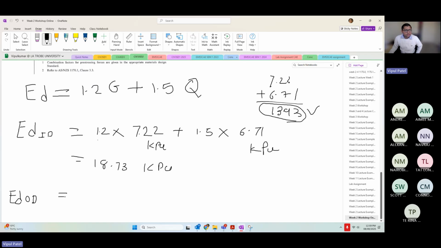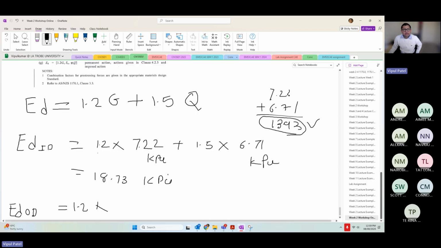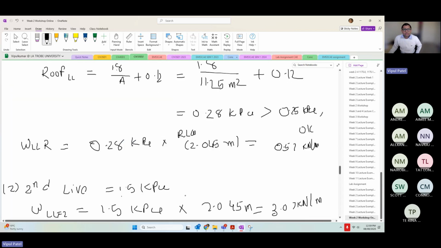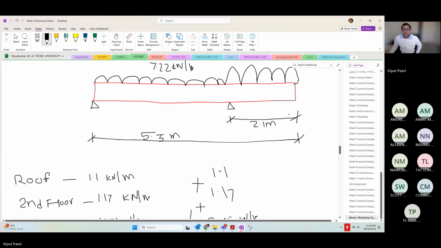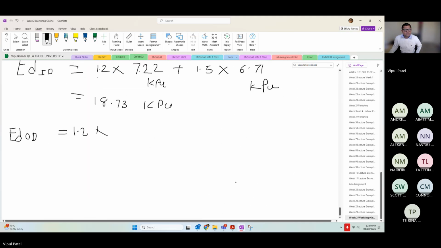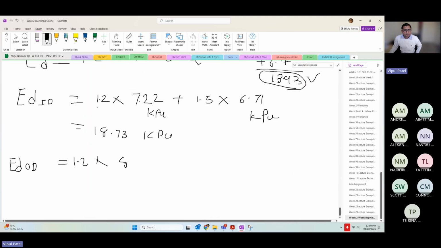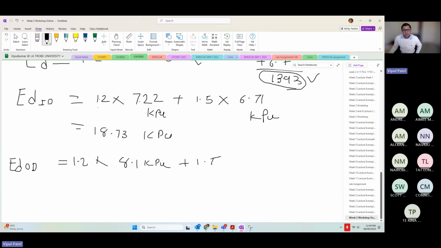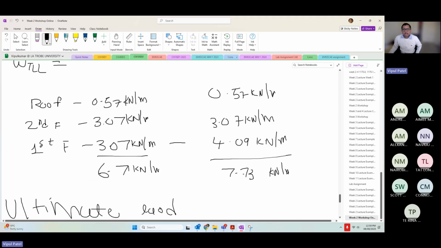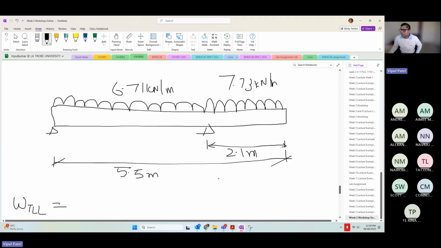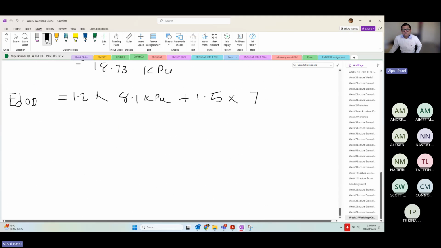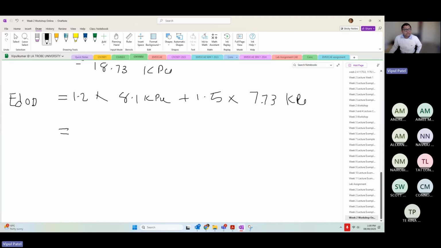Ed outdoor is equal to 1.2 multiplied by the outdoor dead load was here, which is your 8.1 kilopascals, plus 1.5 multiplied by this outdoor, the party people, the balcony, 7.73 kilopascals. So in that case, you get 21.38 kilonewton per meter. Right?